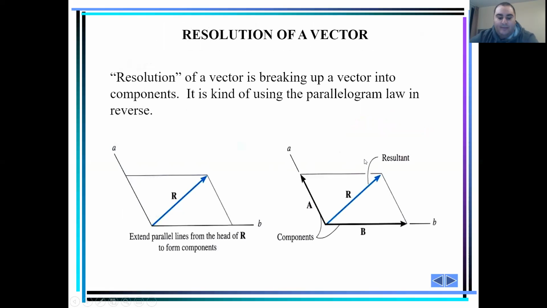And the first step towards vector addition is the resolution of a vector. Resolution of a vector is basically breaking up a vector into its components. So it's kind of like using the parallelogram law in reverse. If we have a resultant vector like R, we break it down into its components on the B and A axes. So it's the reverse of the parallelogram law, where we had vector A plus B, and we got the resultant force R.